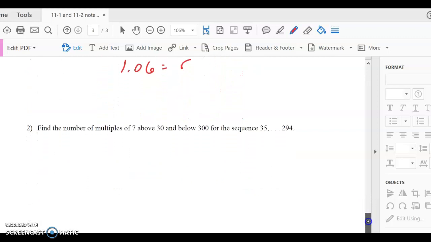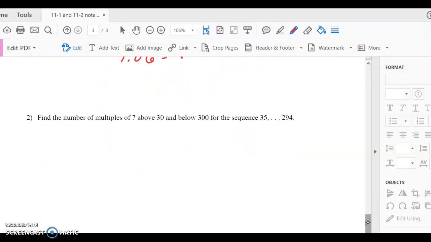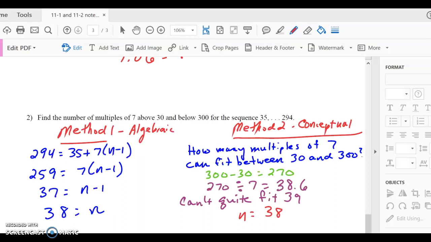Number 2. Pause the video, see if you can figure it out. Okay, this is the most difficult problem. You can see my work that I've put down. Let me walk you through how I found this. So find the number of multiples of 7 above 30 and below 300 for the sequence 35 to 294.